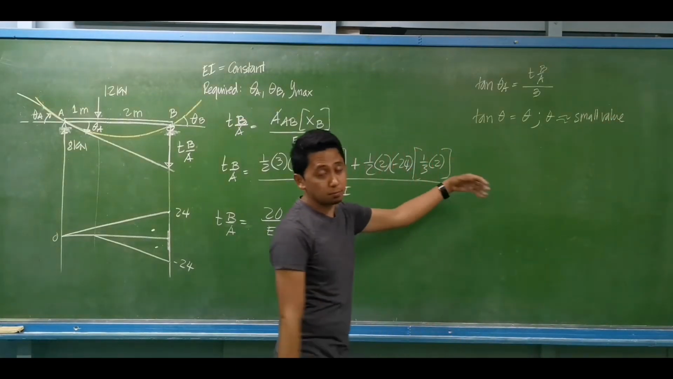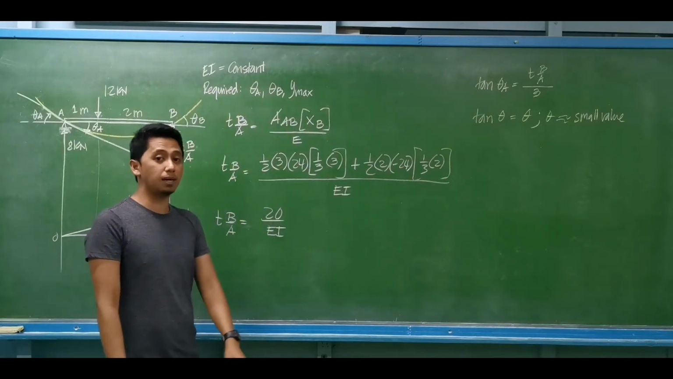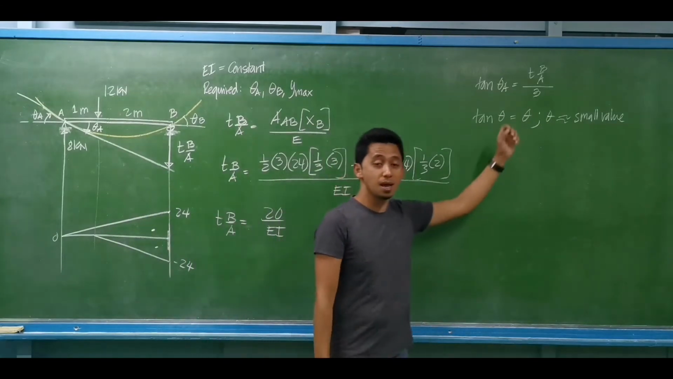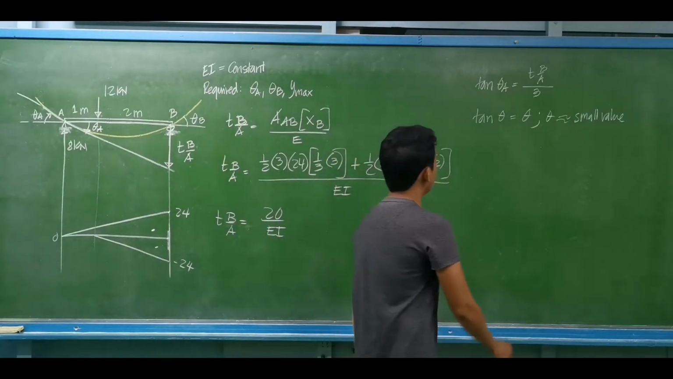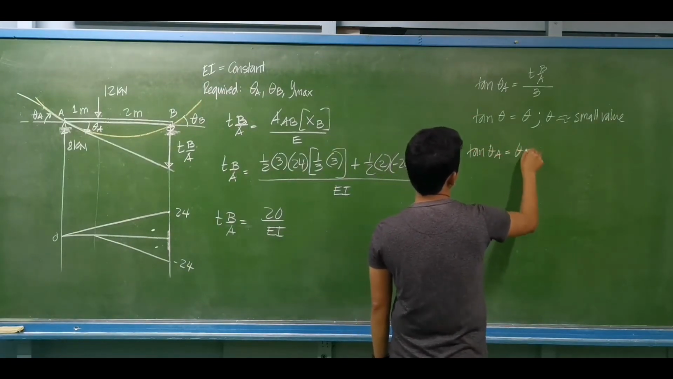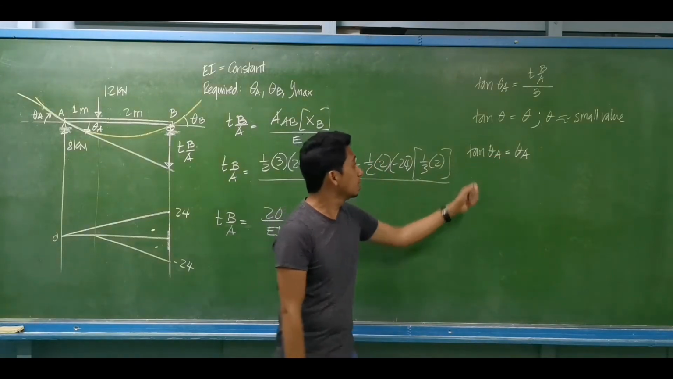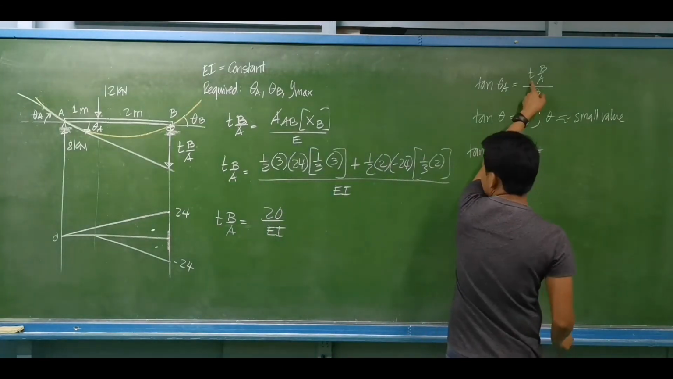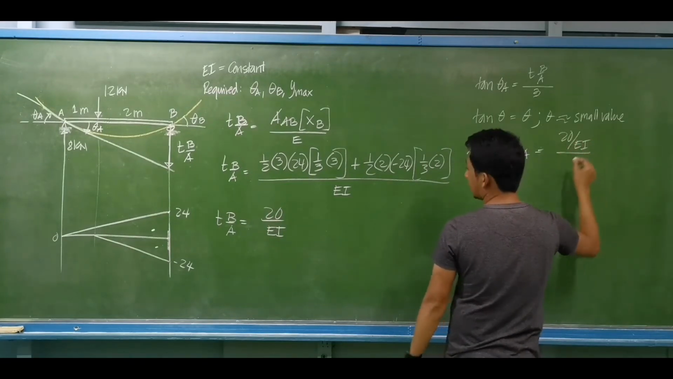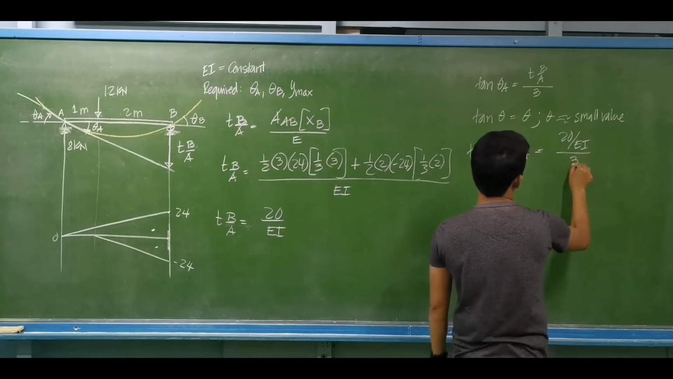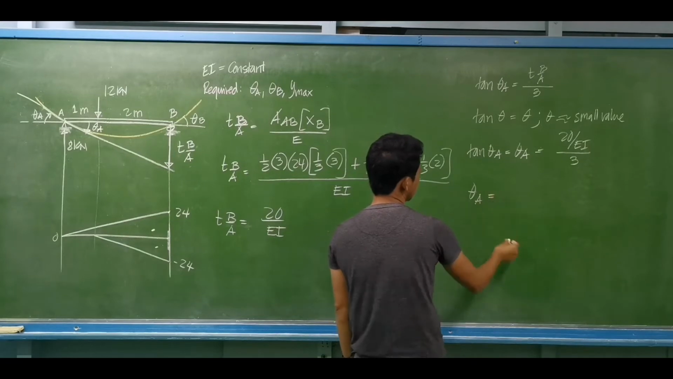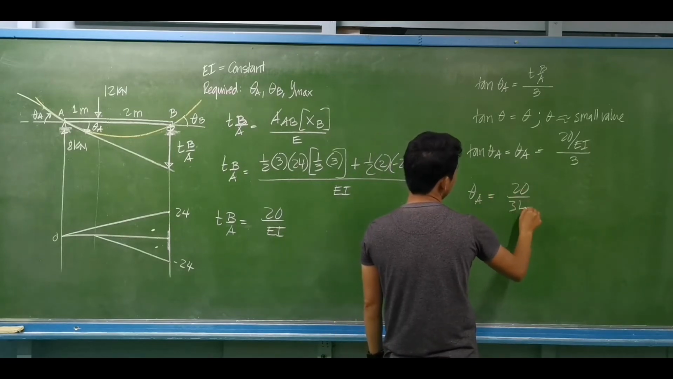You may check that. For example, tangent of 1 degree, what is the equivalent of 1 degree in radian? That is approximately equal if we have a very small value of rotation. So the tangent of theta sub A, or the same as theta sub A for a very small value of the angle, is equal to opposite. We have deviation from A to B, that is 20 over EI, divided by the adjacent side, that is 3. So the rotation at A is equal to 20 over 3 EI.